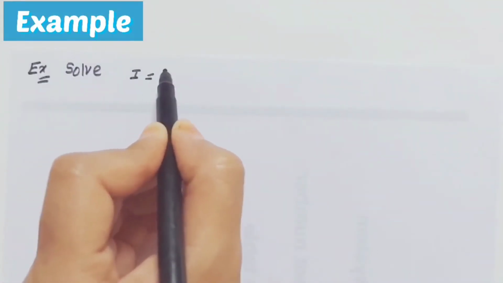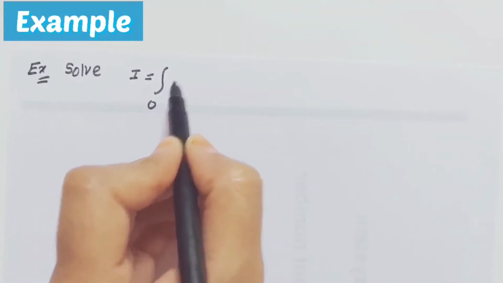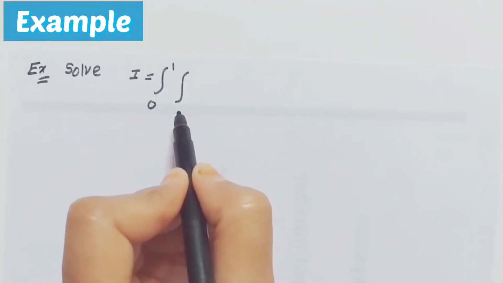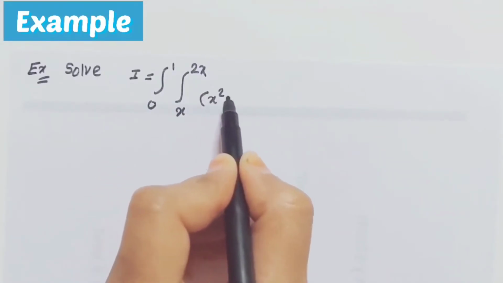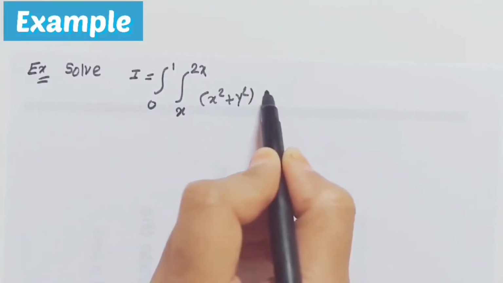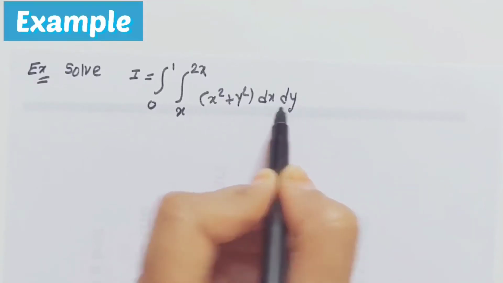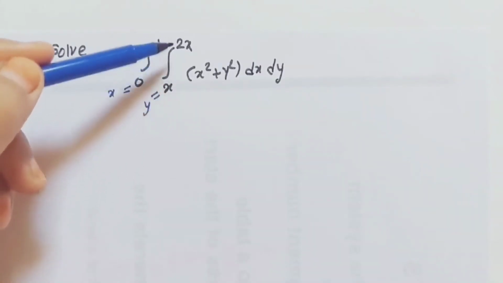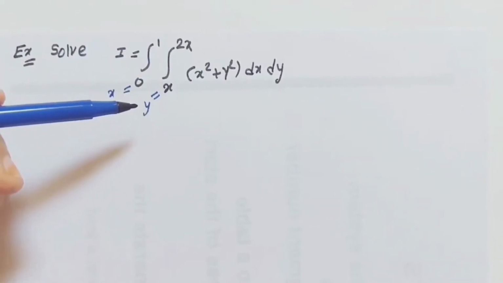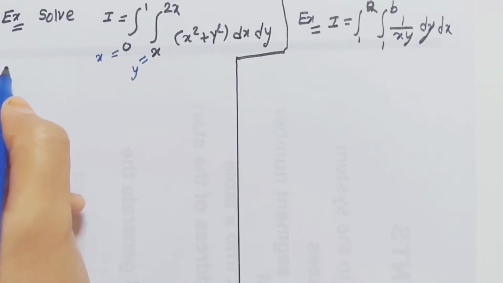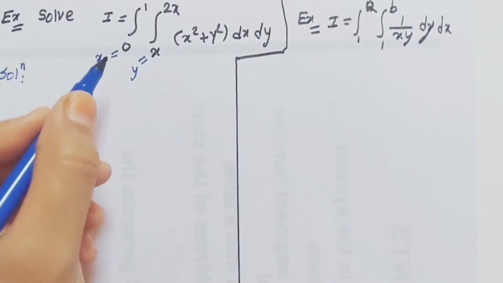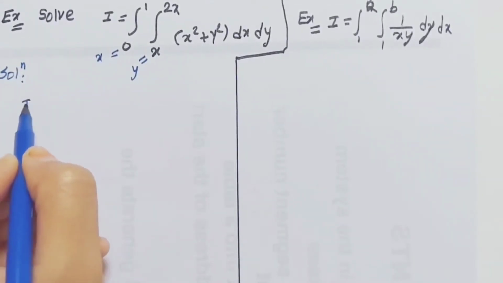Now see first example, solve the integral, limit is 0 to 1, next limit is x to 2x, of x square plus y square dx dy. The limit of this integral is in the form of x, so that's why this limit is for y and this limit is for x.